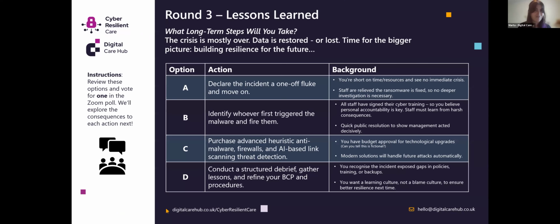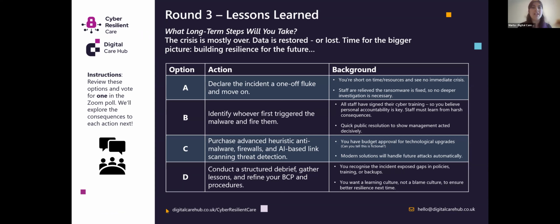And then our last round, our lessons learned. What long-term steps will you take? So the crisis is mostly over, data is restored or lost, depending on what has happened. Time for the bigger picture, so building resilience for the future. We have different options. Claire, if we can launch the last poll.